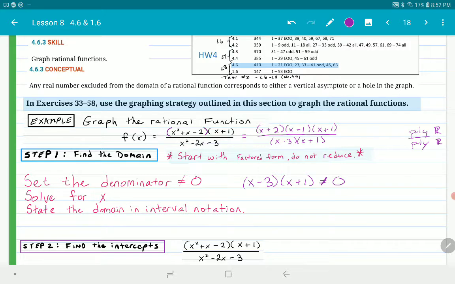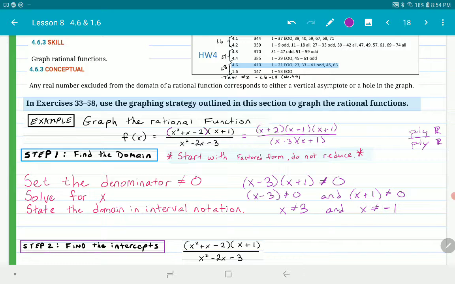So this is why it's important. This is one of the examples where it's important to not have the reduced form, because I want to make sure I exclude that chance that x could be -1, where I would get a 0 in the denominator, even though that would have factored out. All right, so for the product of those to not be equal to 0, that means that x minus 3 cannot be equal to 0, and x plus 1 cannot be equal to 0, because if either of those were 0, then that product would also be 0. So that means that x cannot be 3, and x cannot be -1. So there's my domain restrictions.